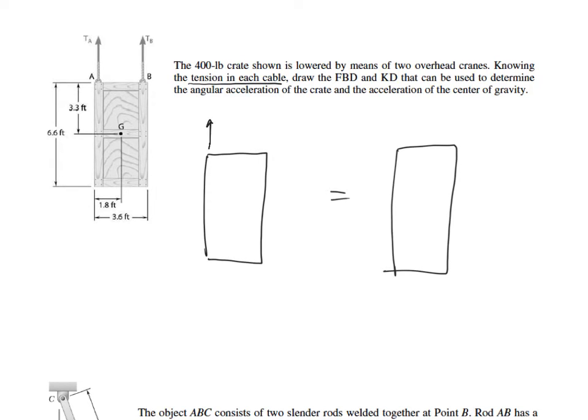So we've got tension A, tension B. Got the center of gravity sitting there, and again, from that is a 400-pound force. Over here on the kinetic side, I've got mass times acceleration in the y direction. There'll be no acceleration in the x direction, and I would also have the possibility of I bar alpha.